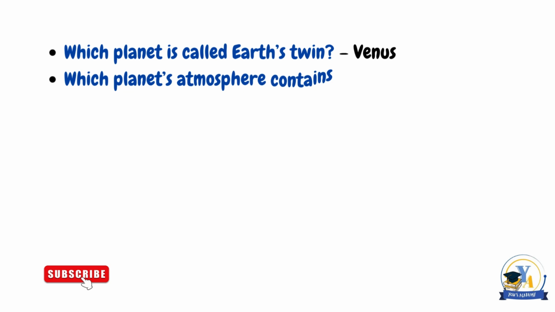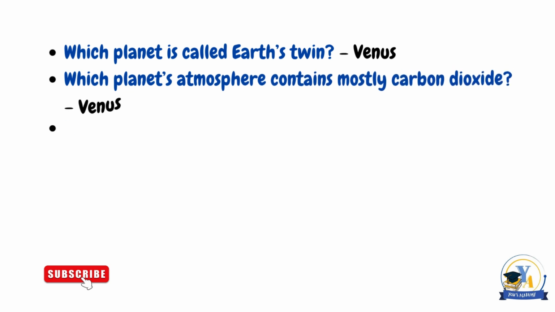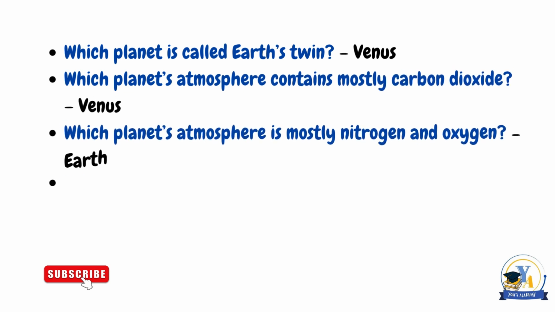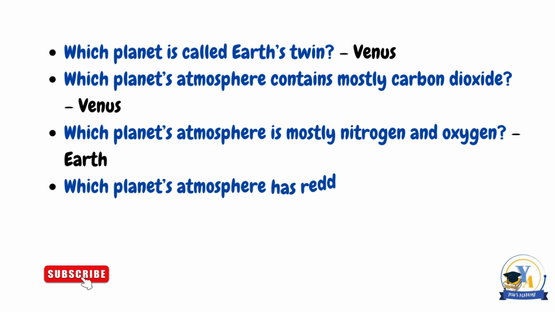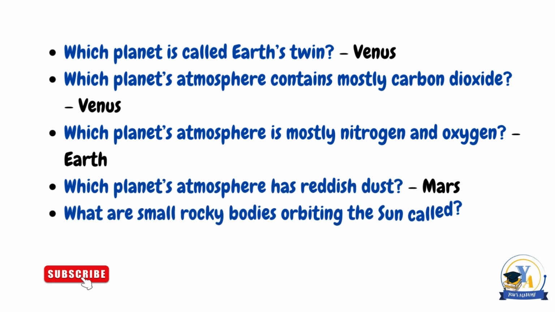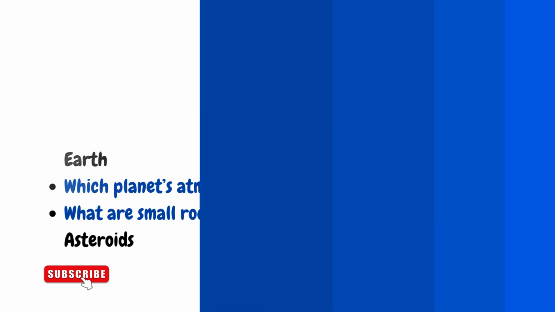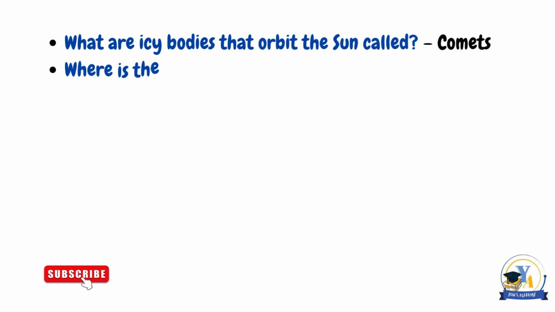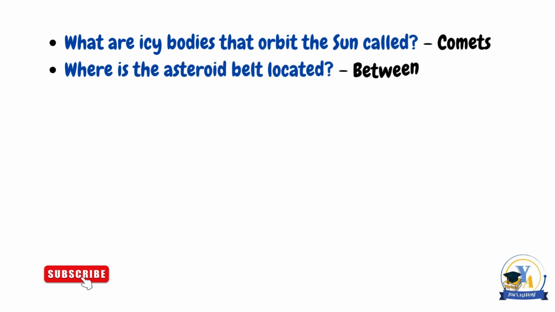Which planet is called Earth's twin? Venus. Which planet's atmosphere contains mostly carbon dioxide? Venus. Which planet's atmosphere is mostly nitrogen and oxygen? Earth. Which planet's atmosphere has reddish dust? Mars. What are small rocky bodies orbiting the Sun called? Asteroids. What are icy bodies that orbit the Sun called? Comets.